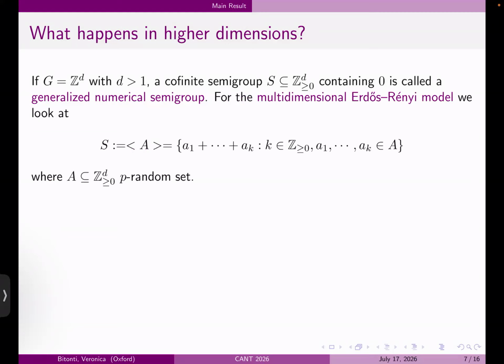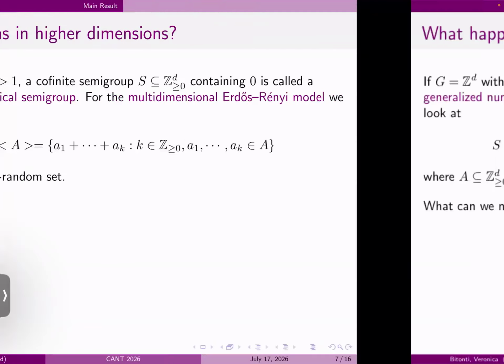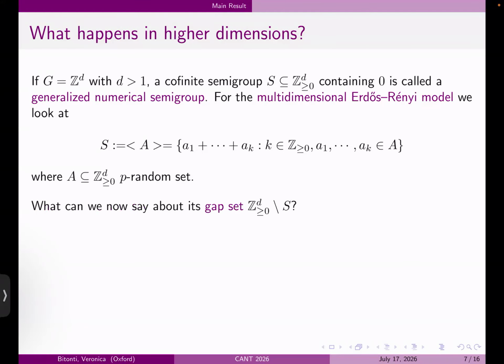So again, we pick a p-random subset of Z^d, where every element is positive or negative, and then we allow it to be closed under addition, where again the summands are allowed to be the same. And by doing this, we can again ask questions about what is left, what's outside our semigroup S, so in particular, what's happening in our gap set.